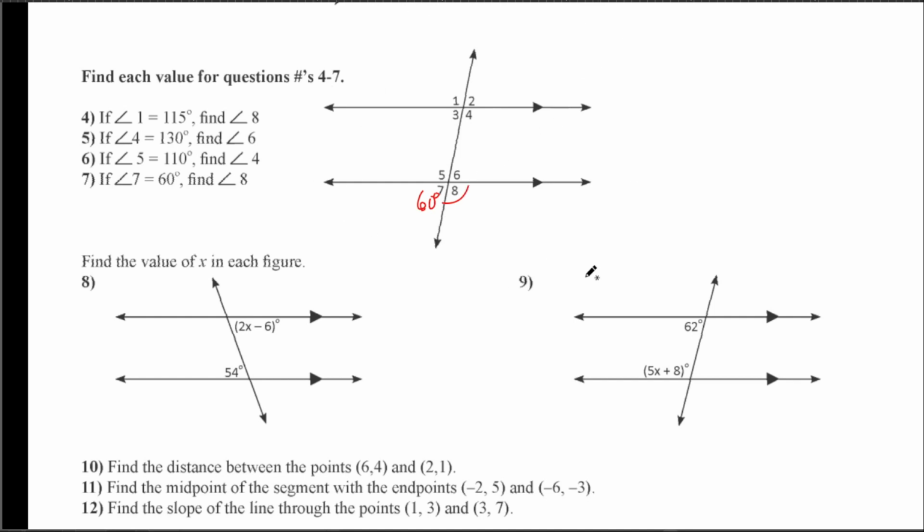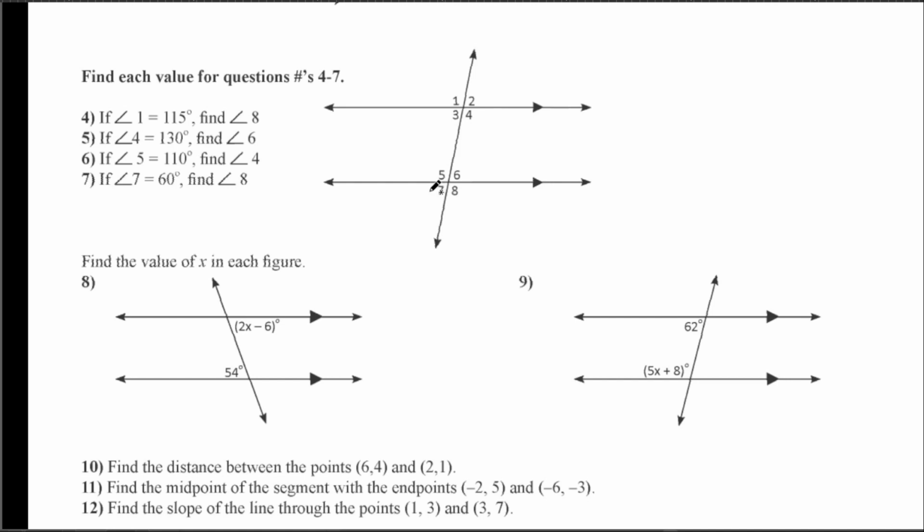Does that make sense? It's not hard if you understand that all the acutes are equal, all the obtuses are equal, and the acute and the obtuse add up to 180. If you can remember those 3 things, you should be able to do these problems with no problem at all. Yes?